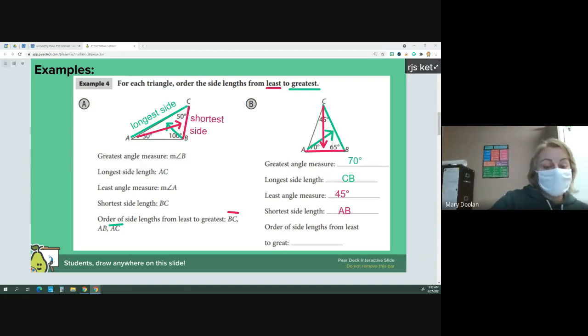And then if we order the side lengths from least to greatest, again, we're paying attention to what's asking us to do. Least to greatest. Why do they write from least to great? It's just kind of weird. Okay, it's probably a typo.